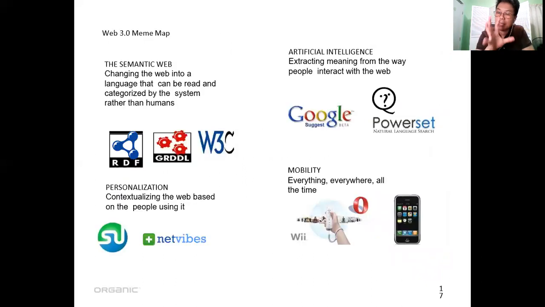Okay, so the meme map. Remember in our previous slides, it was described that we have a meme culture now. So the semantic web is changing the web into a language that can be read and categorized by the system rather than humans. Okay, so it's like personalization. You contextualize the web based on the people using it. So that's why you notice right now there are a lot of mobile applications, because more and more people are going mobile. A lot of people now are using their mobiles to connect.